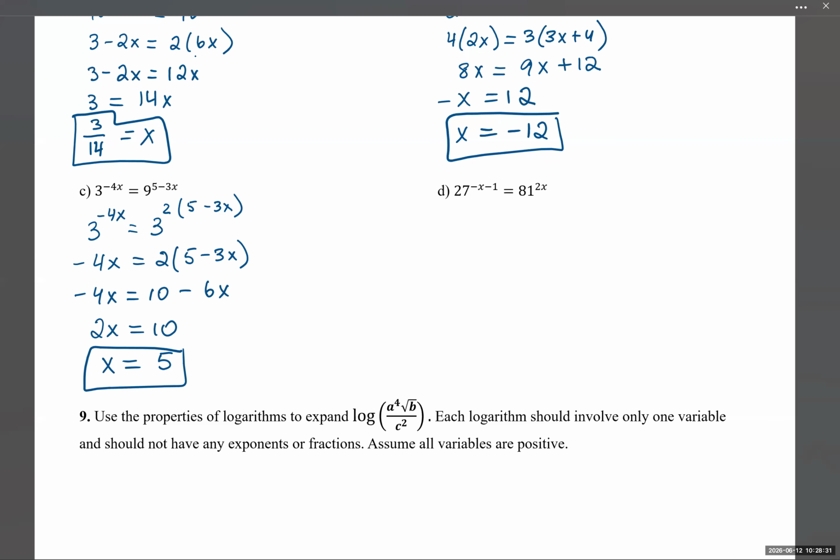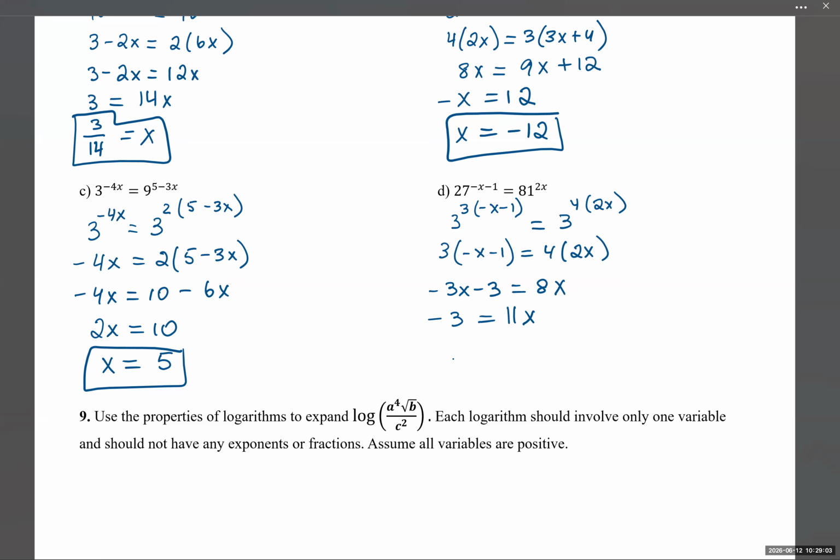27 and 81 are both powers of 3, so this is 3 to the third power, and then minus x minus 1 equals 81 is 3 to the fourth power, and then it's also to the power 2x. So 3 minus x minus 1 equals 4 times 2x. Open up the parenthesis, negative 3x minus 3 equals 8x. Put all the x's on one side, minus 3 equals 8x plus 3x, that's 11x. So negative 3 over 11 will be the value for your x.